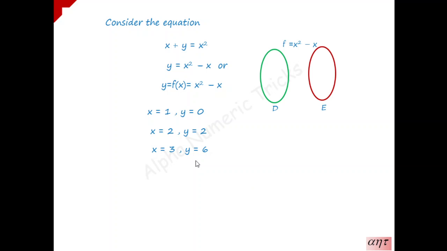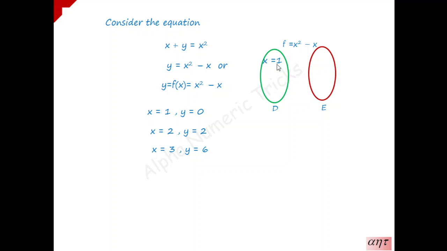We will represent this in a set using the set diagram. We represent this as a function. Consider the set D and the set E, and this function assigns the rule or condition x squared minus x. This f takes x squared minus x. Depending upon this condition or rule only, each element in the set D is mapped into an element in the set E.